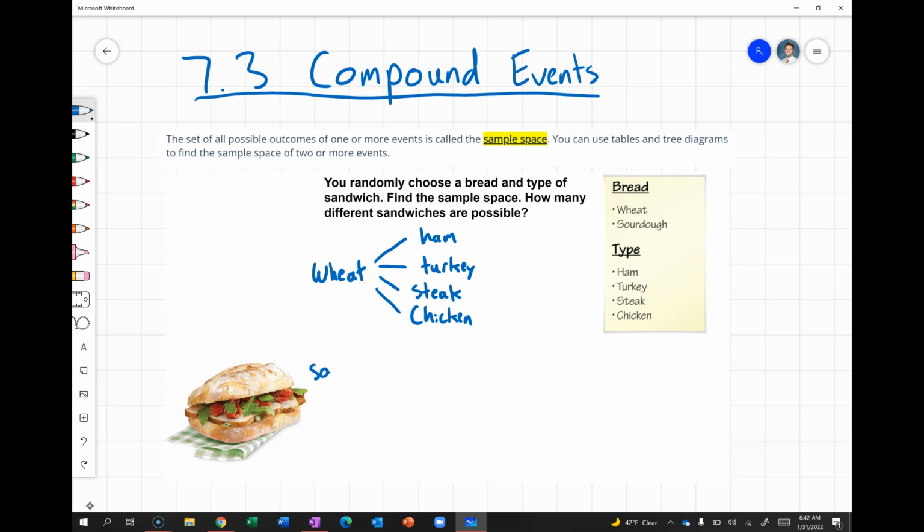Now, if I use sourdough bread, again, I could choose ham, turkey, steak, or chicken. So we can see there are 8 total sandwiches here. That's our sample space. There are 8 different outcomes. You could have ham on wheat, turkey on wheat, steak on wheat, chicken on wheat, ham on sourdough, turkey on sourdough, steak on sourdough, or chicken on sourdough. So our sample space has 8 possible outcomes.